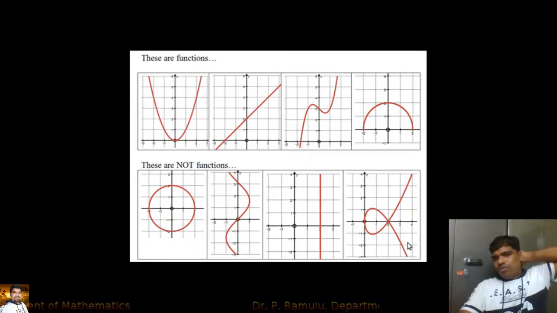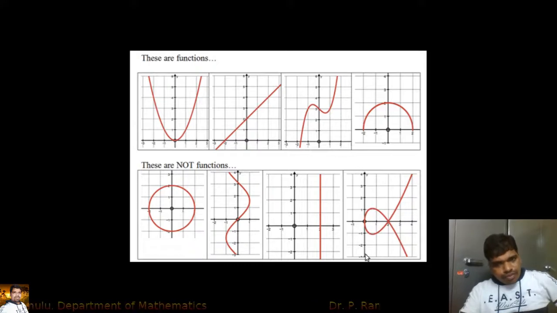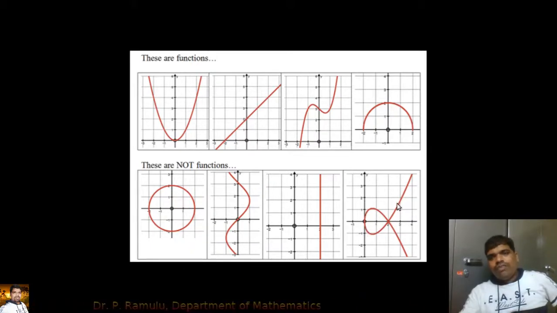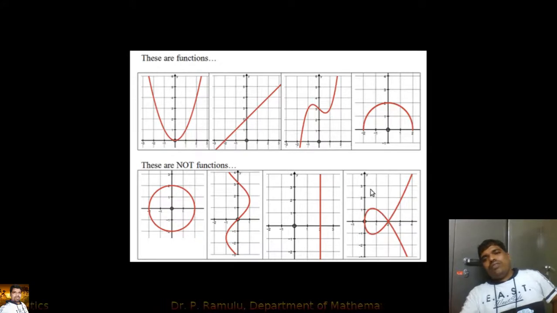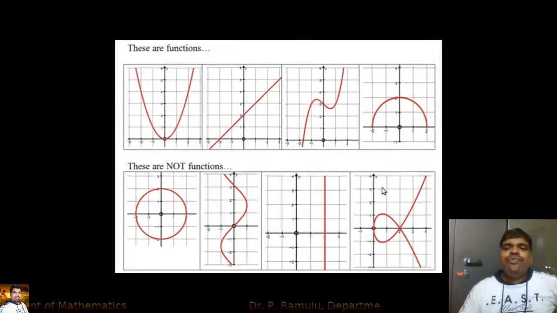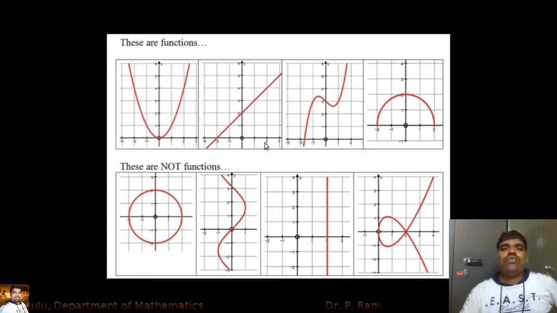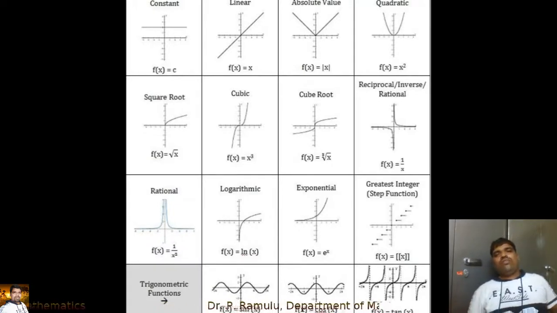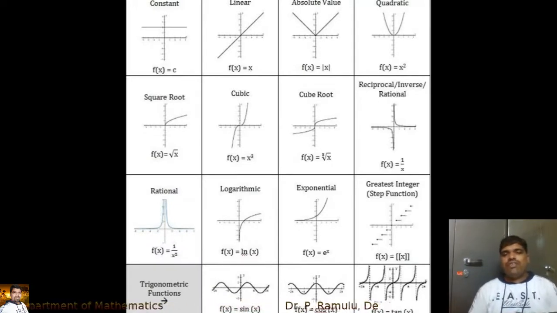This graph also, you can observe here. At this point we have 0, and at this point we can observe 1, 2, this way. At this point also, any line parallel to the y-axis cuts more than once. So it is twice. Therefore, it is also not a function. These are the functions and these are not functions. Simply observe which are the functions and which are not.